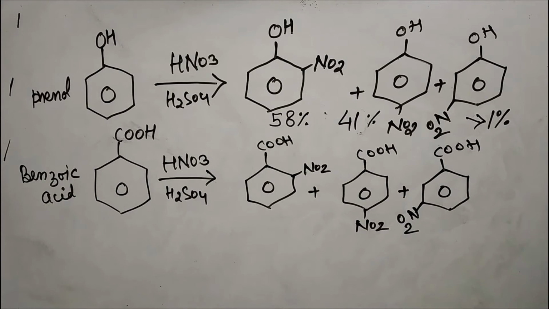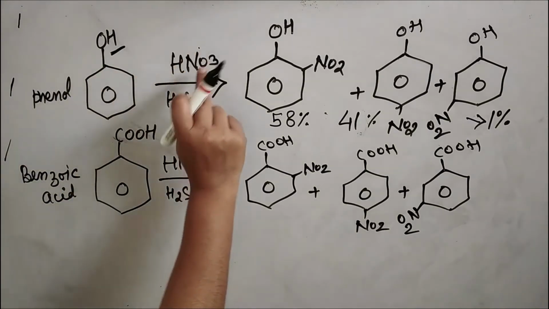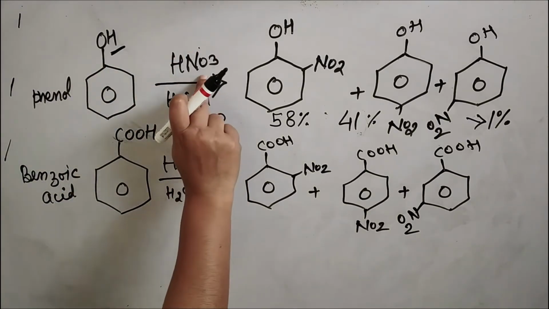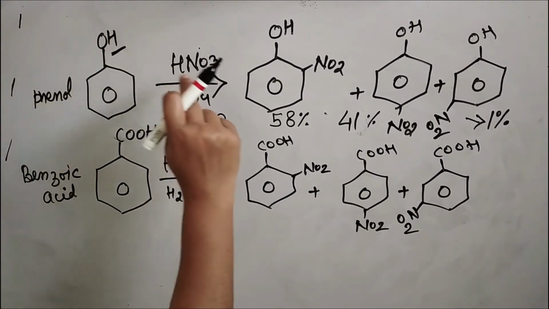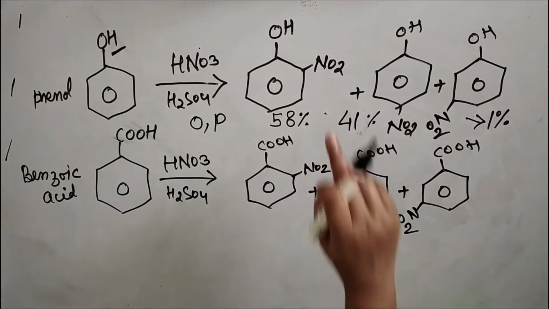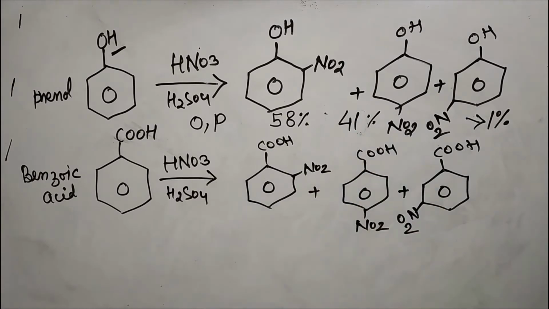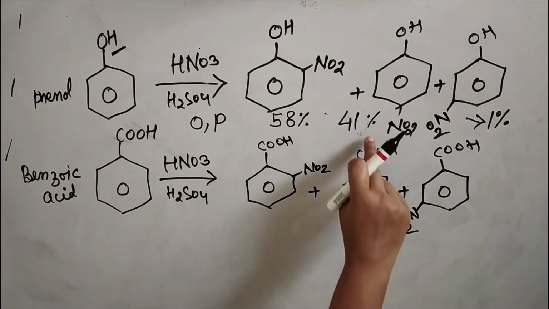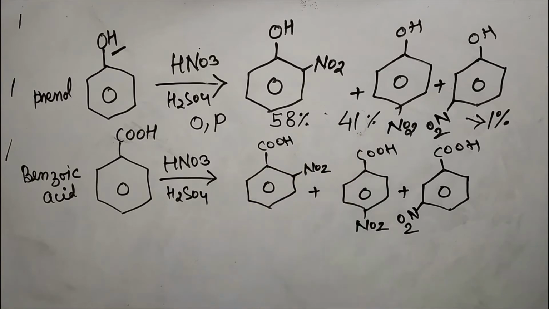So we can say that if hydroxy group is present, then we will get ortho and para product. If hydroxy group is present, it is giving maximum ortho and para product, 58% ortho product and 41% para product. So this OH group directs the NO2 group, which is obtained from nitric acid. This OH group will direct nitric acid to go at ortho and para position. So here you can see 58% and 41% ortho and para product is formed. Meta product is just 1%.